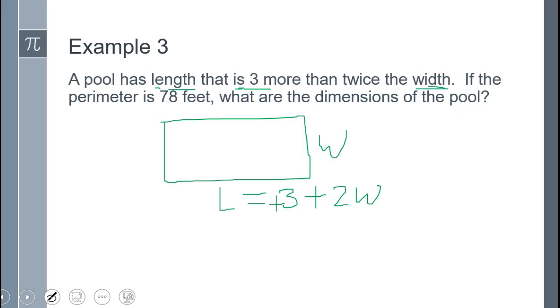So what I have is 2 sides that are W and 2 sides that are 3 plus 2W. I want perimeter, and I'm given perimeter. So I add all these together to get the perimeter, and that equals 78. Then it wants me to find the width and the length. Dimensions means find both.